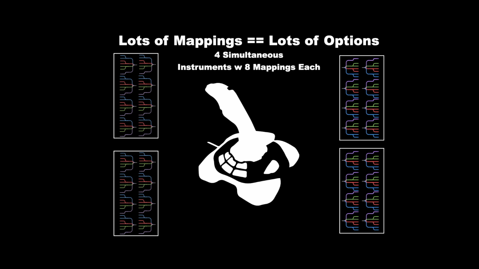So while the instrument itself allows for 4 different synthesis engines to be running at the same time, whether they're the granular corpus engine or the neural network synthesis engines, there's 4 of them running at the same time, which I can switch between, and then within each of those instruments there are 8 mappings.